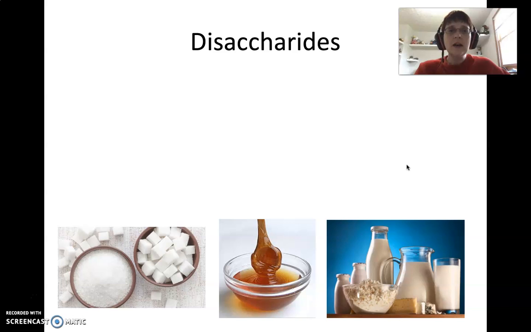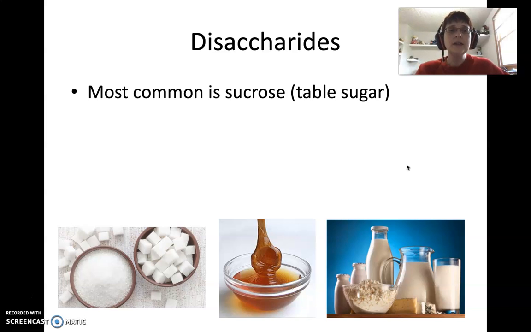So the disaccharides, like I said, di for two. So these are going to be combinations of monosaccharides. The most common of the disaccharides that you're going to be familiar with is table sugar. So this is actually called sucrose. So if you ever see sucrose on a label for anything, that's what we're talking about. It's the white stuff. It also can be the brown sugar. Brown sugar is also sucrose. It's just not been processed to remove some of the impurities.